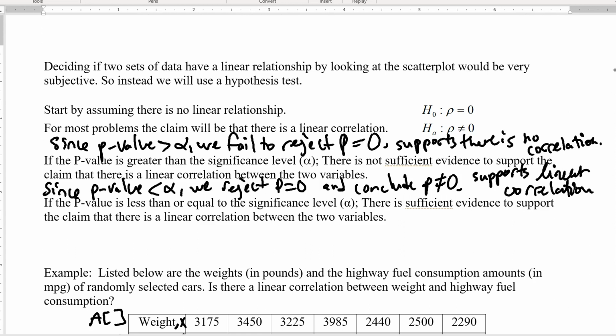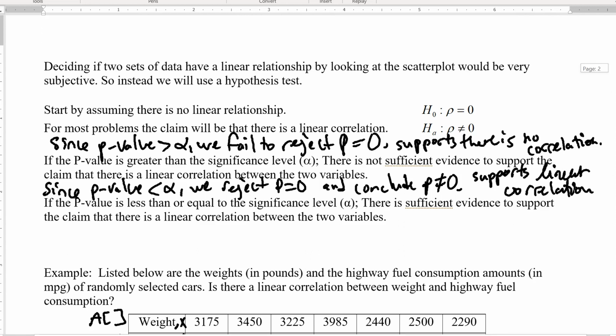Okay? If we reject 0 and we conclude not 0, that supports linear correlation. That means, well, r is not 0, so there is some correlation here. Okay? So these are the phrases that I use. If the p-value is greater than alpha, we fail to reject that rho equals 0, which supports that there is no correlation. Or if the p-value is less than alpha, we reject 0 and conclude it's not 0, which supports linear correlation.